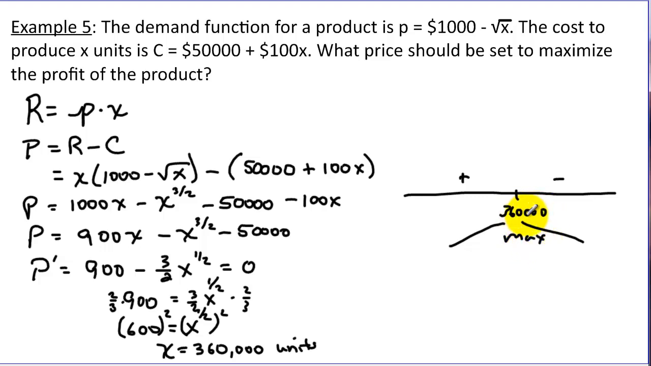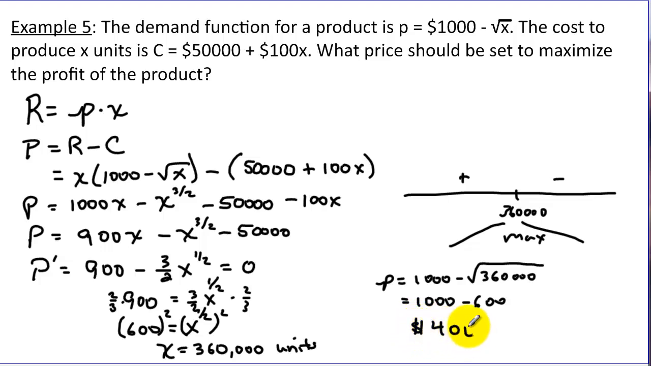So we want to sell 360,000 units to maximize our profit, but we want to find the price. So we need to put this back into our demand function. So we've got 1,000 minus the square root of 360,000, which is 1,000 minus 600, which is $400. So if we set our price for our product at $400, we will maximize our profits.